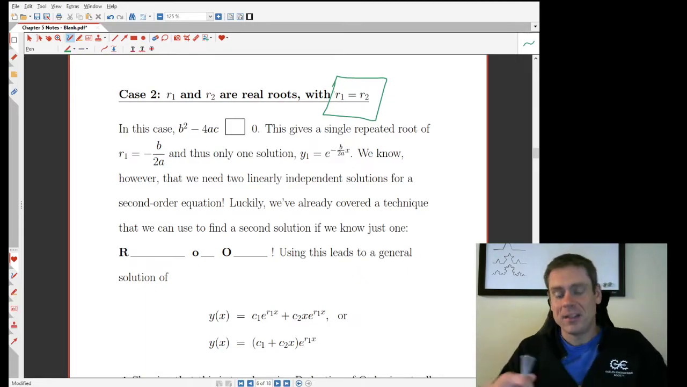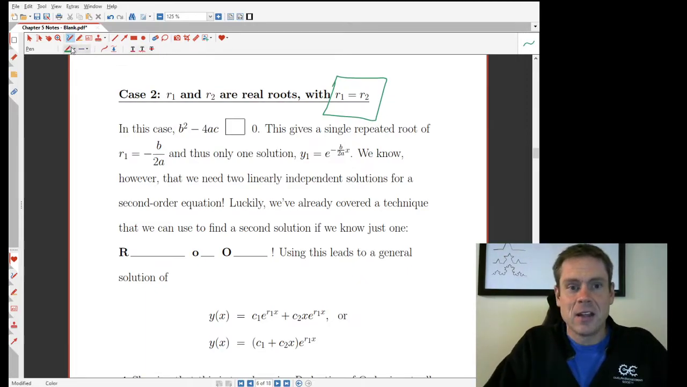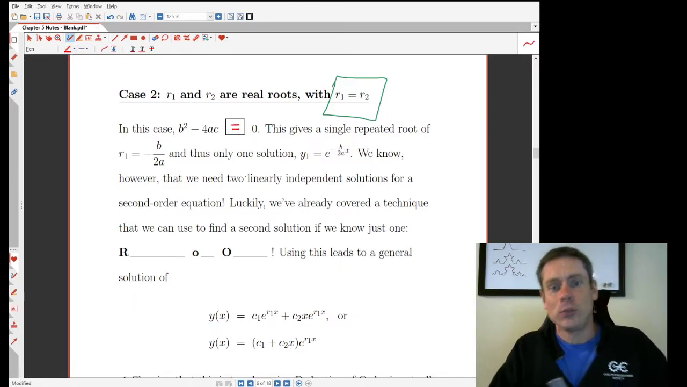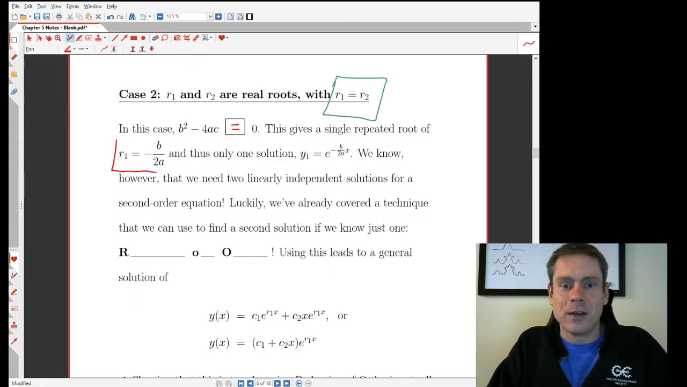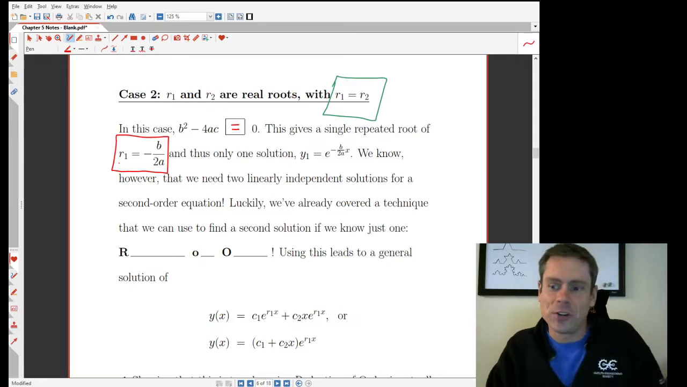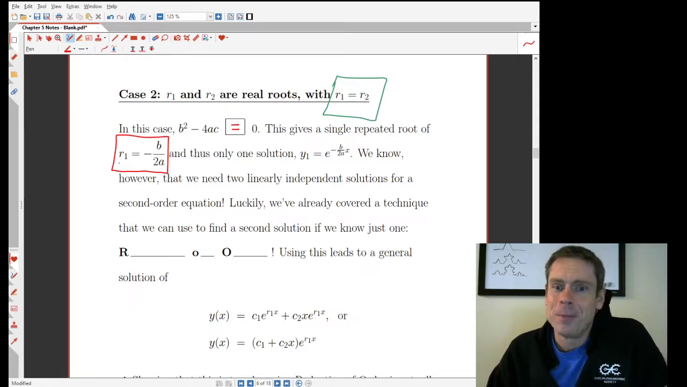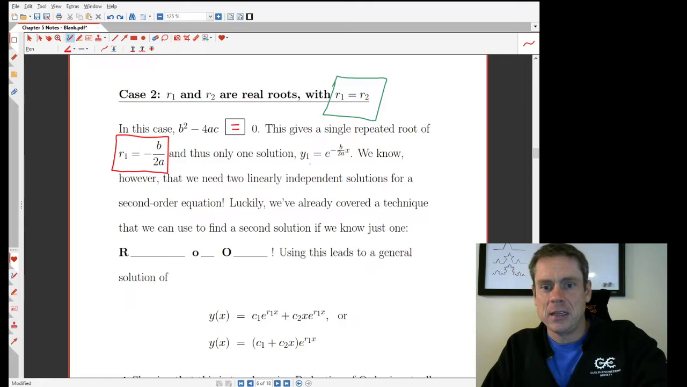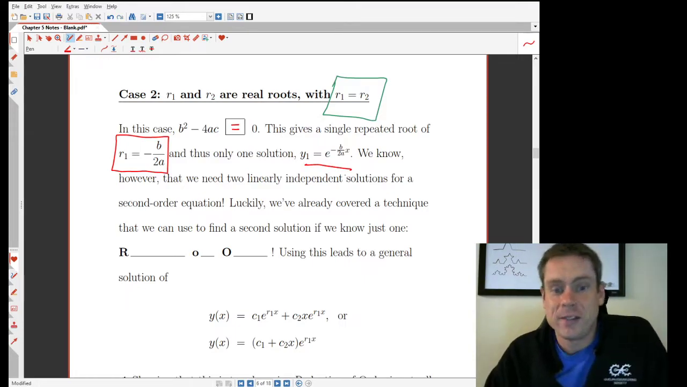But in this case, it's different from the first case in that the discriminant, that's b squared minus 4ac, is equal to 0. That gives one repeated root, and that's this one right here: minus b over 2a. You can just imagine taking the square root part of the quadratic formula, setting that equal to 0, and that's how you get it. But the problem is that it only gives us one solution. It gives us y1 equals e to the minus b over 2a times the independent variable, whatever that is.